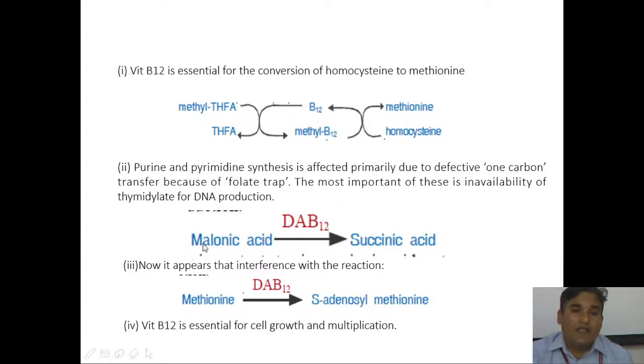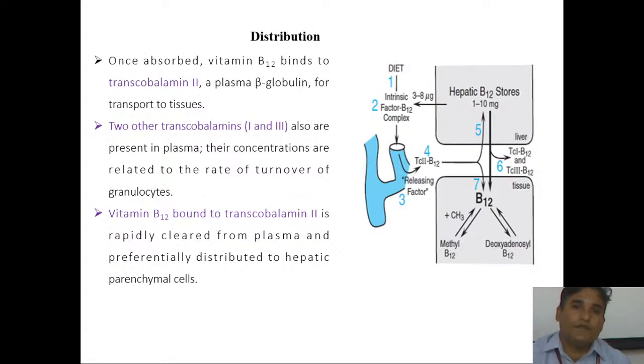Other functions are the conversion of methylmalonic acid to succinic acid, and conversion of methionine to S-adenosylmethionine. And vitamin B12 is essential for cell growth and cell multiplication, because it plays a very important role in DNA synthesis.